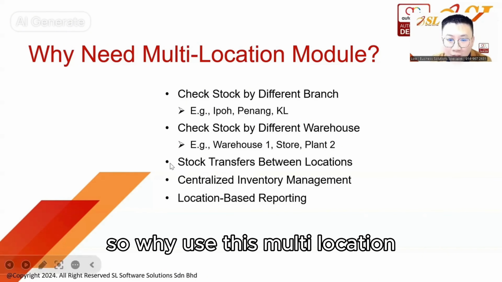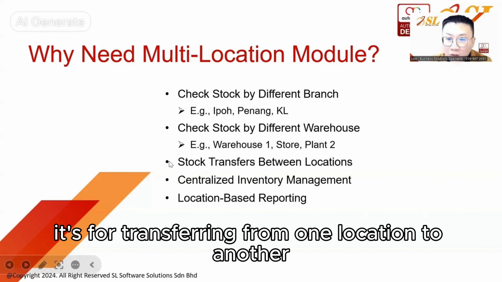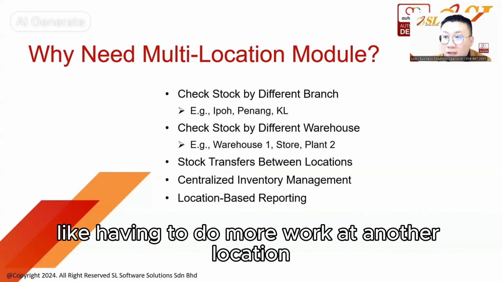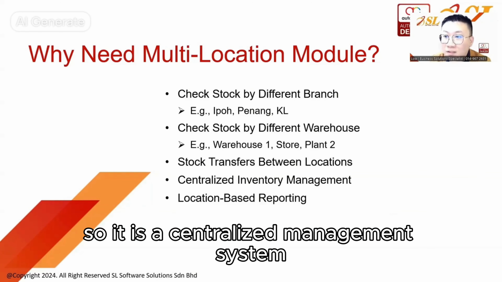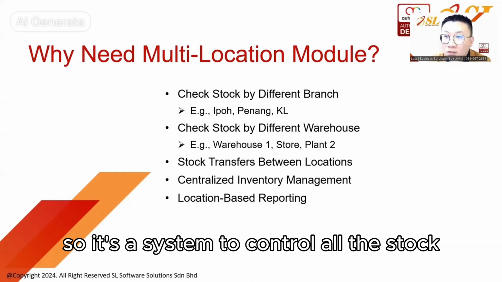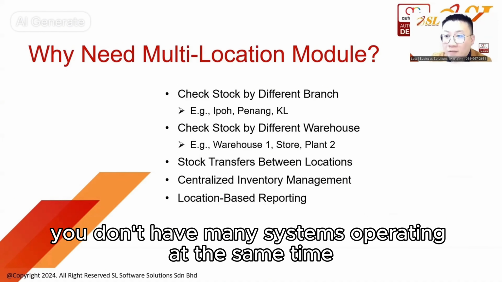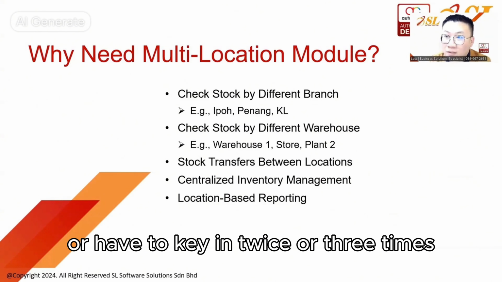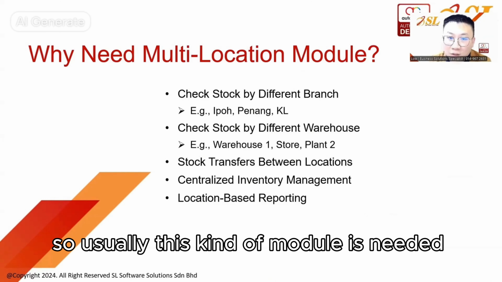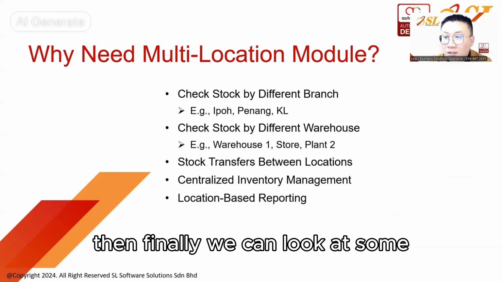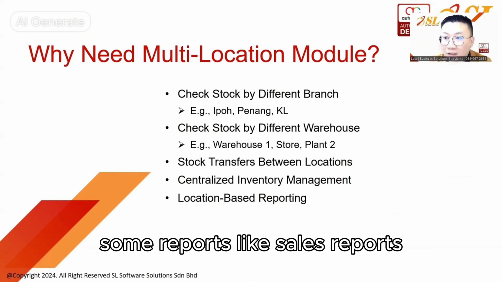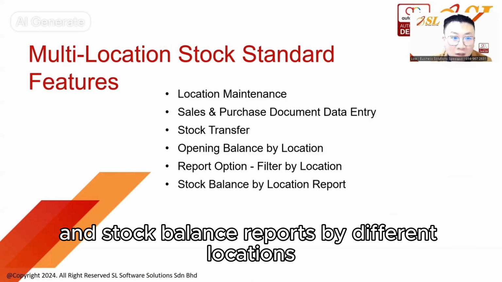So why use this multi-location? Usually it's for transferring from one location to another, so we don't have to do extra work at another location. It is a centralized management system to control all the stock from one branch to another branch, from one warehouse to another warehouse. So you don't have many systems operating at the same time or have to key in twice or three times. Sometimes the code is also different. So usually this kind of module is needed. Then finally, we can look at some reports like sales reports and stock balance reports by different locations.